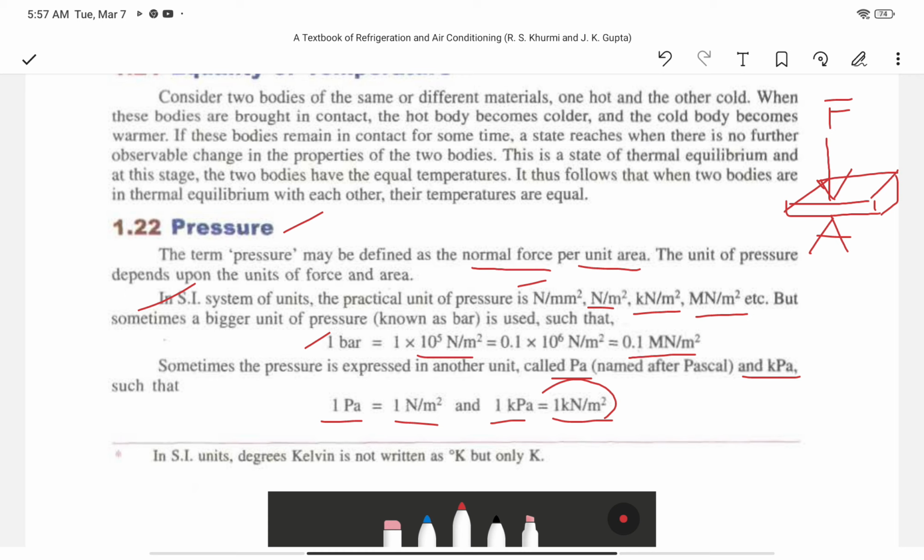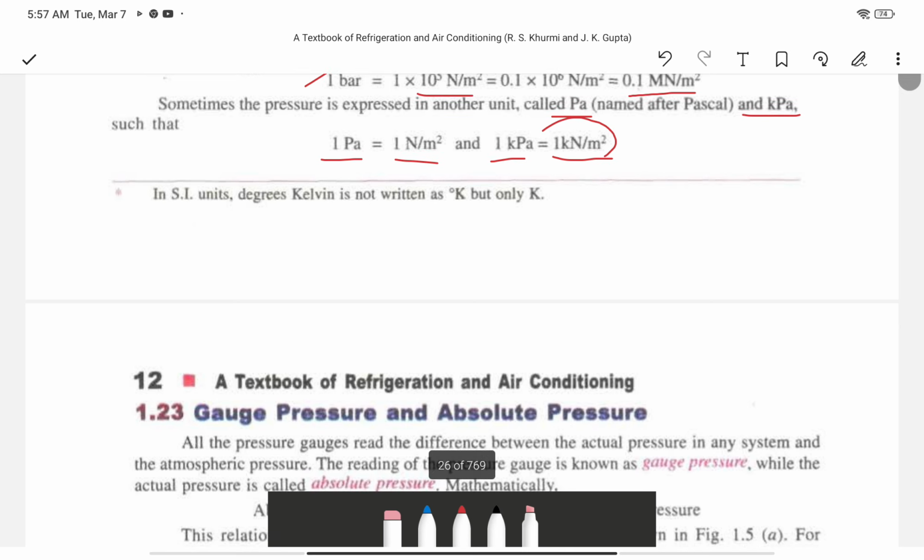These are very important because in this reference book that we are using, the units are in SI. In other books, it is in the English system. I'm using different books so that we can see the approach. This is an engineering approach, an old book, but a very beautiful book: Textbook of Refrigeration and Air Conditioning by R.S. Khurmi and J.K. Gupta.